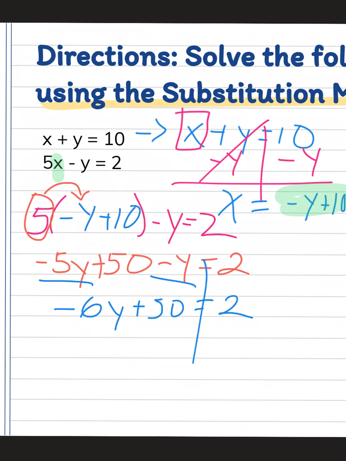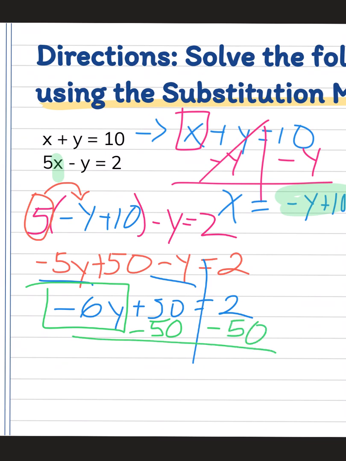Okay, so now we need to get y by itself. So I box in that negative 6y. What is outside my box? 50. How do I get rid of it? Good. Subtract 50, subtract 50. That goes away. And you are left with negative 6y equals what? Negative 48.